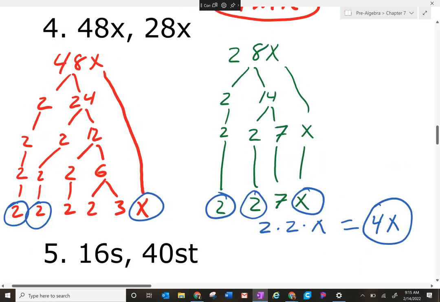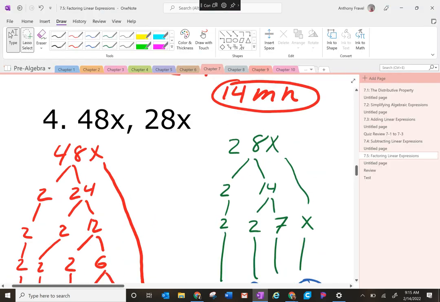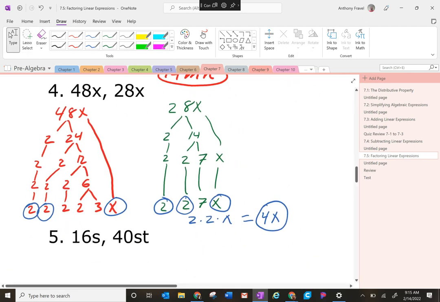Okay? And again, it doesn't matter, like, if I wanted to choose for 48, if I want to choose 6 and 8, it's still gonna come out the same at the end, okay? Let me move this thing over and I will show you exactly what Mr. Rourke's saying right there.